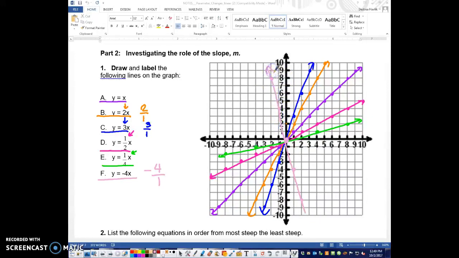So the line's steep, but what else do you notice? It's going the other way. It's been reflected, okay? So negatives reflect things. Just keep that in mind.